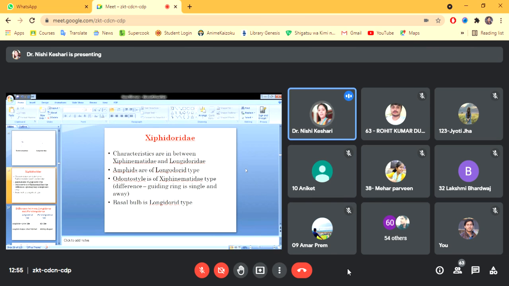Now the Trichodoridae, I mean the group having characters between Xiphinematidae and Longidoroidea. So the amphids are of Longidoroid type, the odontostyle of Xiphinematid type. The difference here is that the guiding ring is single and it is away from that part. The basal bulb is Longidoroid.